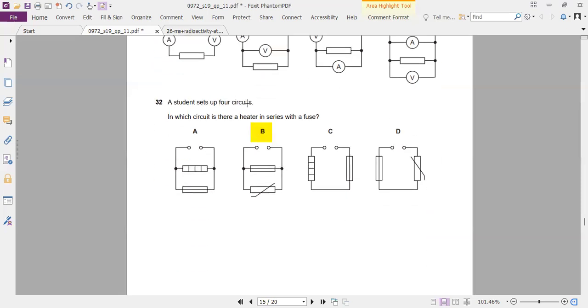A student sets up 4 different circuits. Which is a heater in series with a fuse? So again, this is wrong as well. So we have the heater symbol, it is this one and this one. So this one is in series with the fuse, so it should be Charlie.